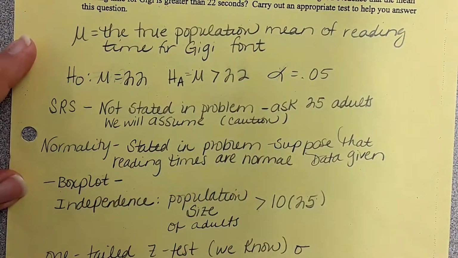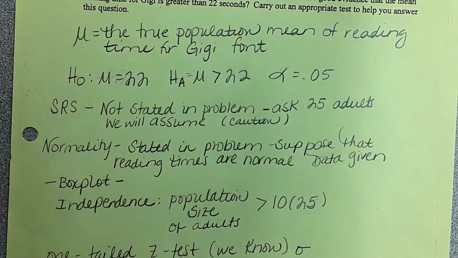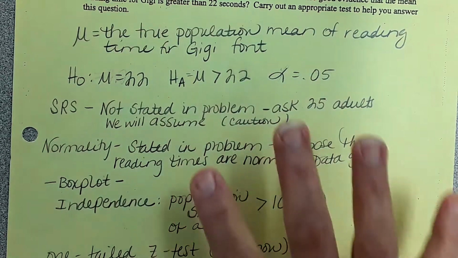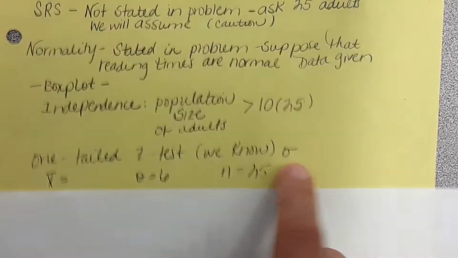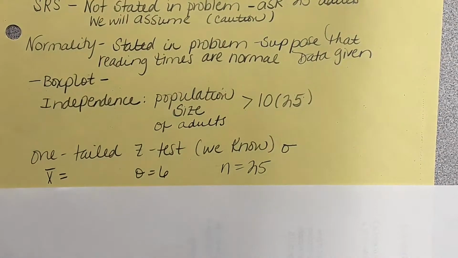So I write it down here. It's a one-tailed z-test. We know sigma. And notice, when I put it's a one-tailed z-test, we know sigma, I put it because we know sigma. Maybe you need to know that, but I wrote it down because, of course, I'm the teacher, and I wanted you to make sure you knew why we use the z-test and not a t-test.